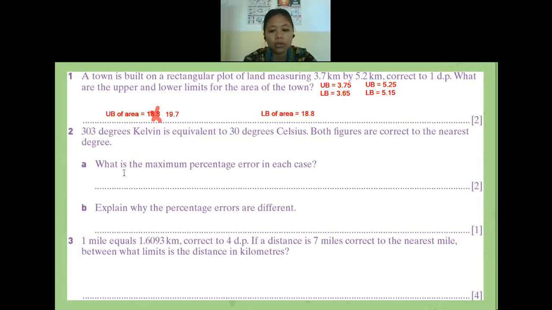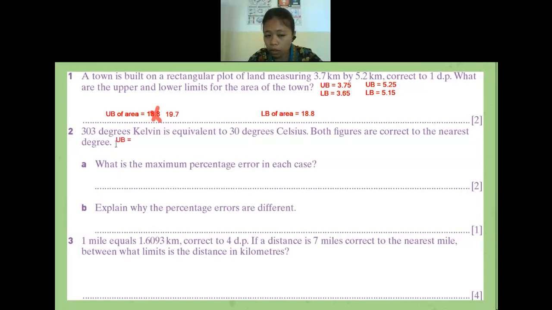Okay, so for question 3a, what is the maximum percentage of error? To find the percentage of error, the first thing we have to do is find the difference between the number given and its upper bound or its lower bound. For question 2, we don't have the upper bound and lower bound yet. So we need to find the upper bound and lower bound of each number. Anyone want to help me find the upper bound and lower bound of 303? What is the upper bound of 303?